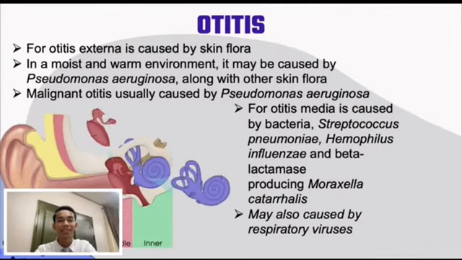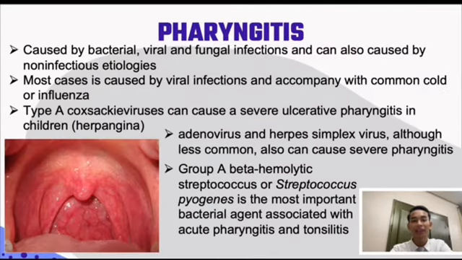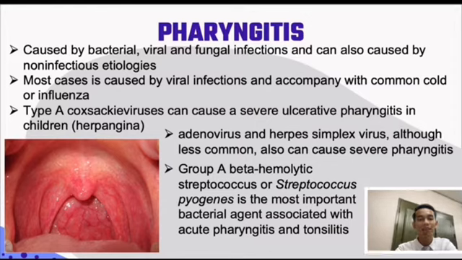Otitis: otitis externa is caused by skin flora, and it may be caused by Pseudomonas aeruginosa along with other skin flora. Malignant otitis is usually caused by Pseudomonas aeruginosa. Otitis media is caused by bacteria like Streptococcus pneumoniae and may also be caused by respiratory viruses. Pharyngitis: it is caused by bacterial, viral, and fungal infection and can also be caused by non-infectious etiologies. Type A Coxsackie viruses can cause a severe ulcerative pharyngitis in children. Adenovirus and herpes simplex virus can also cause severe pharyngitis, even though it is less common. Group A beta hemolytic streptococcus is the most important bacterial agent associated with acute pharyngitis and tonsillitis.